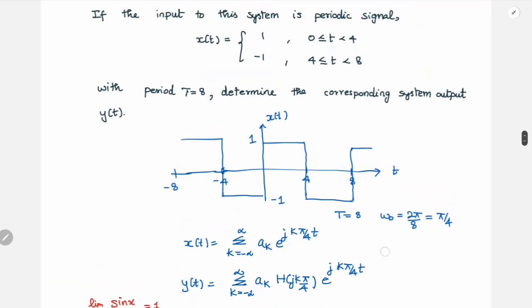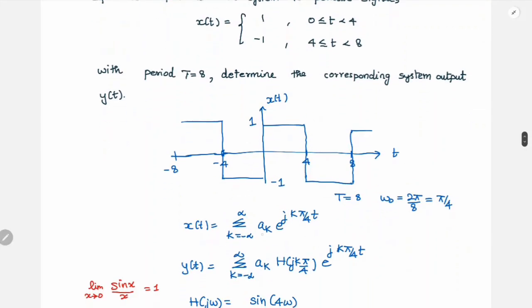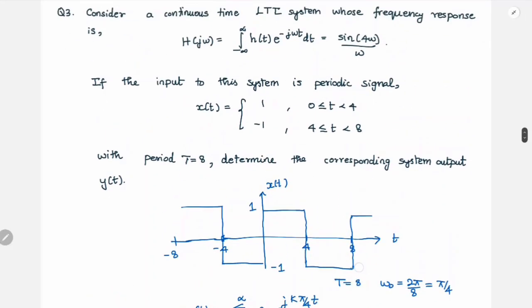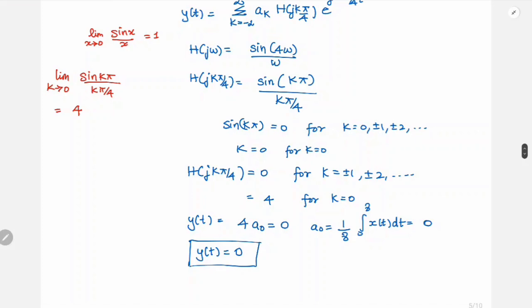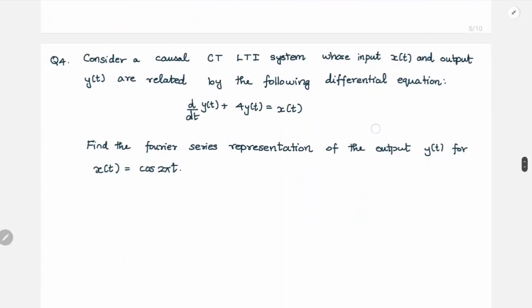So in this case, you needn't derive all the coefficients for x of t. It is just sufficient if you observe the fact that h of jk omega naught is going to be 0 for all other coefficients except dc, and at dc x of t itself is going to be 0. So we get y of t as 0. So moving on to the next question.